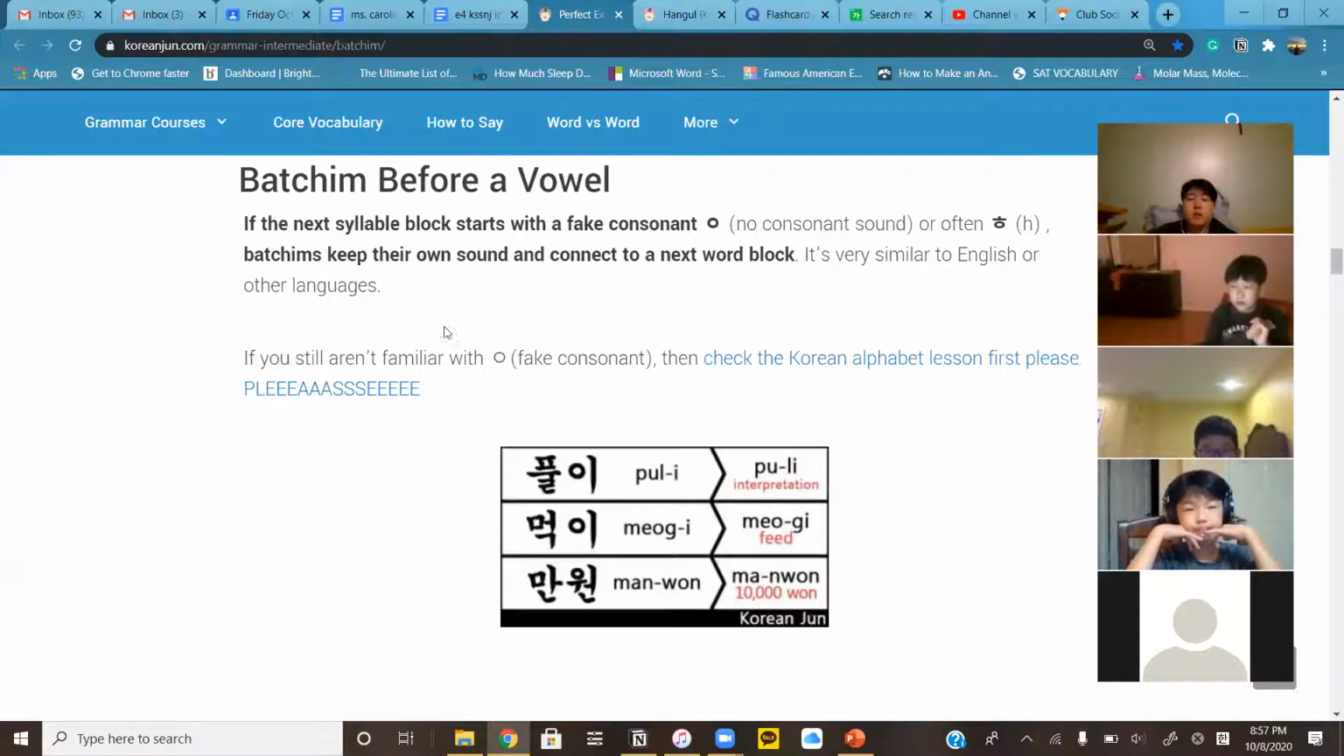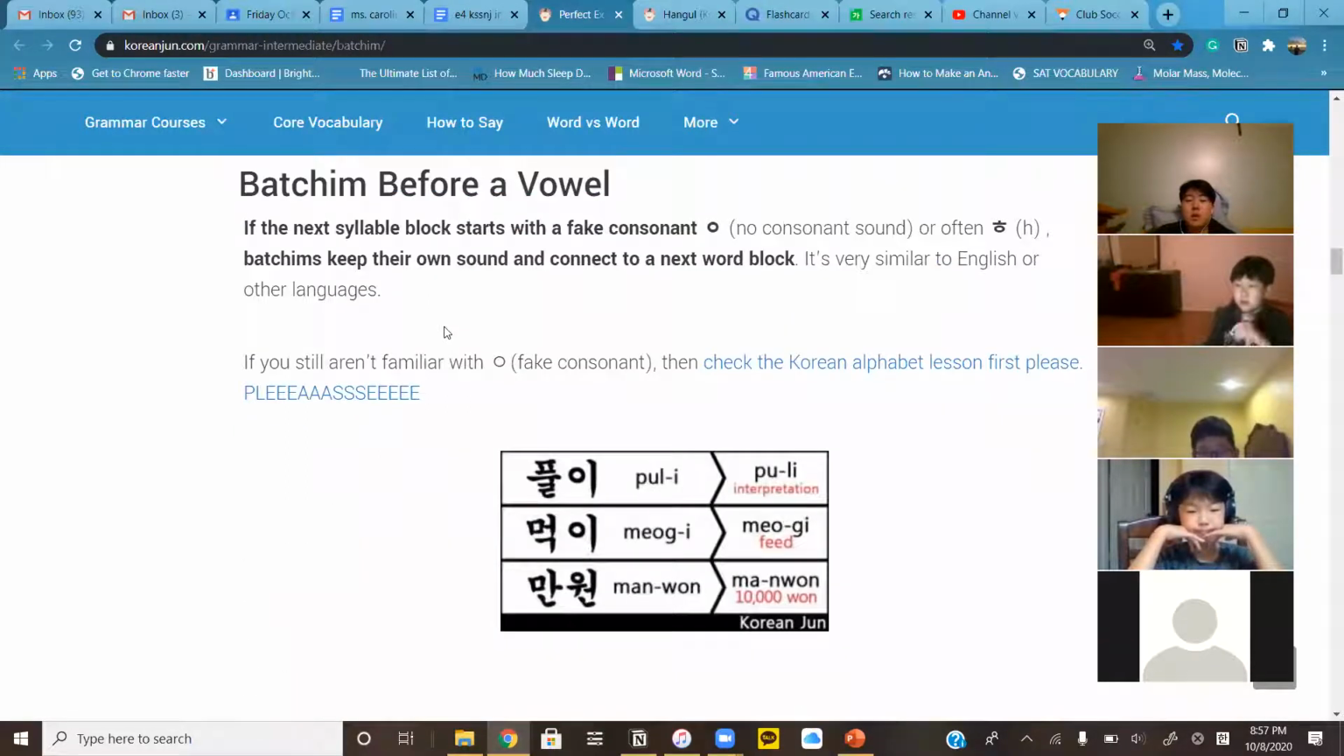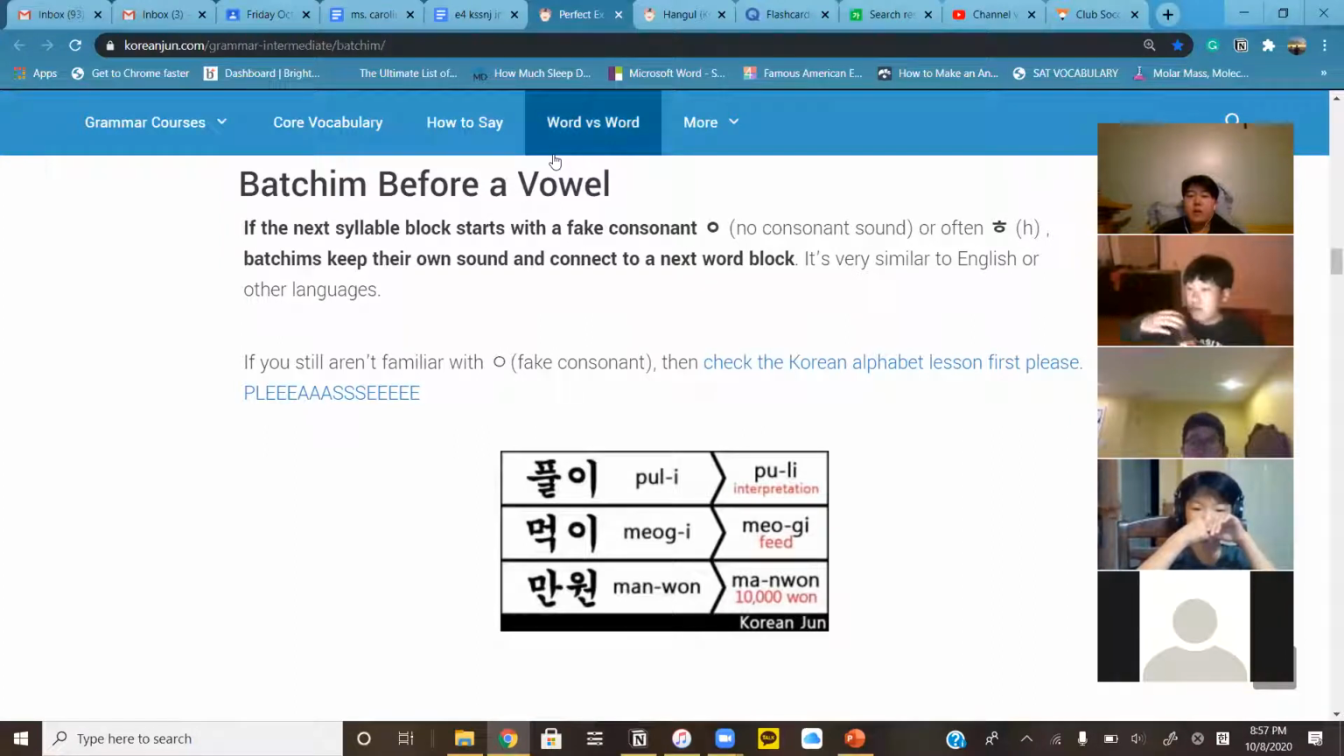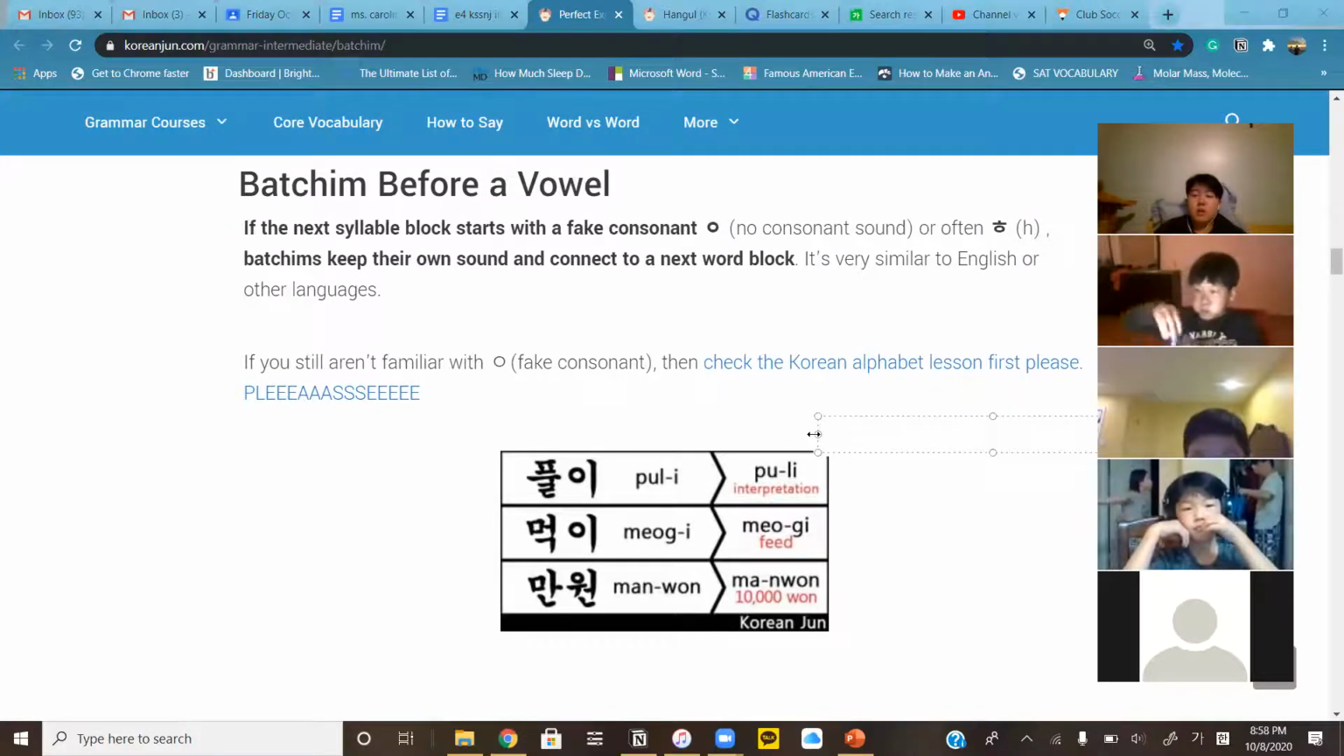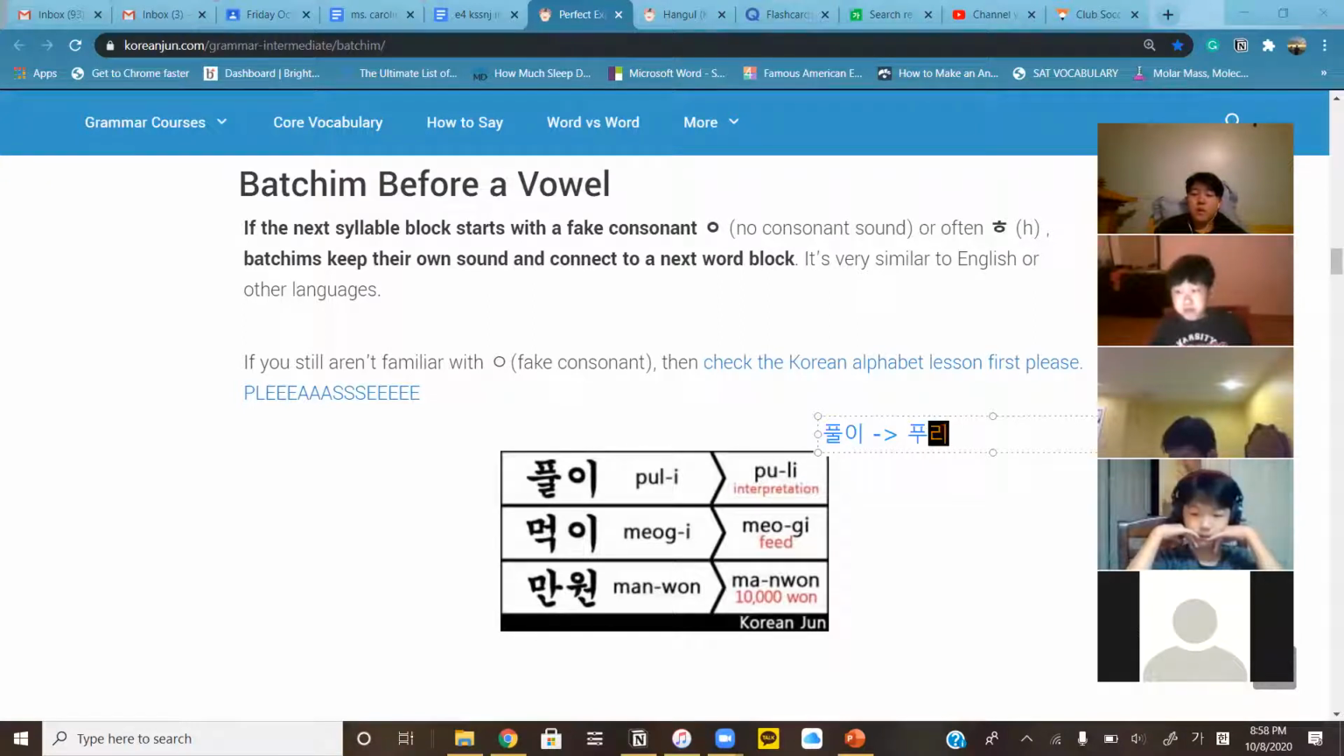All right. So in this case, it's basically the sound. How do I pronounce this? Since this is a fake consonant, this batchim right here is carried over in essence. So if I was to write this, it would basically mean, so I write it that way, right? That's the actual word, but it sounds different. I know that sounds really confusing right now, but this is what it means.